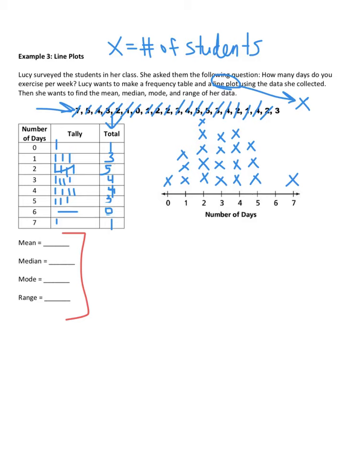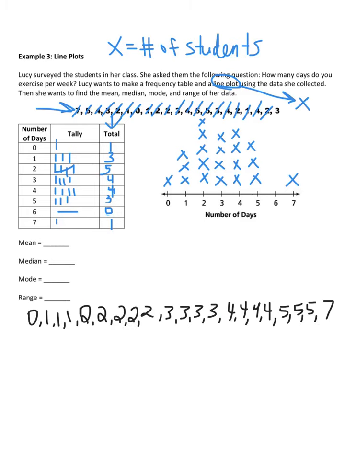So what I'm going to do is list out the numbers in order from least to greatest, looking at the amount of X's that are above each number. So if I look at 0, there's 1 X, so I'm going to put 1 0. If I look at 1, there's 3 X's, so I'm going to put 3 1s. If I look at 2, there's 5, so I'm going to put 5 2s. And then I'm going to keep listing my numbers. So go ahead and do the same thing on your paper.